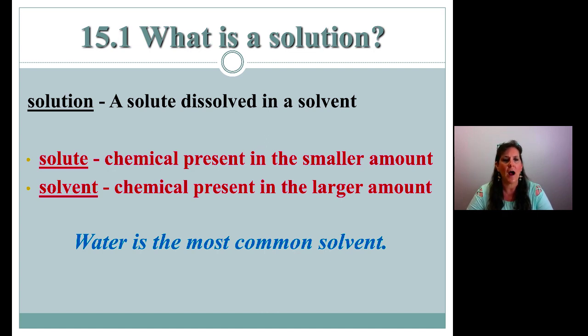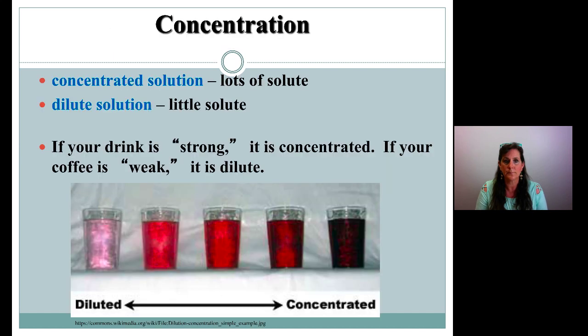A solution is defined as a solute dissolved in a solvent. So now you're probably wondering, what is a solute and a solvent? Well, the solute is the chemical present in the smaller amount, and the solvent is the chemical present in the larger amount. So for example, if we have some tea in water, tea is the solute and water is the solvent. In fact, water is the most common solvent. We have a lot of beverages where water is the main solvent, and we do a lot of chemistry where water is the solvent as well.